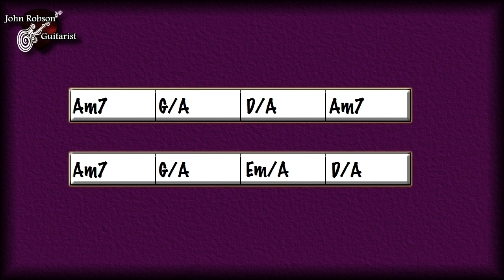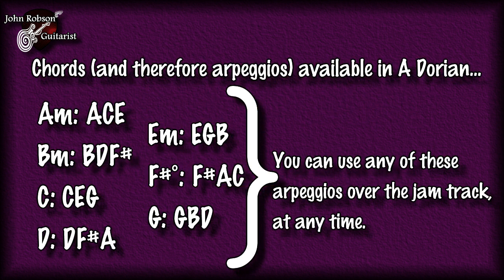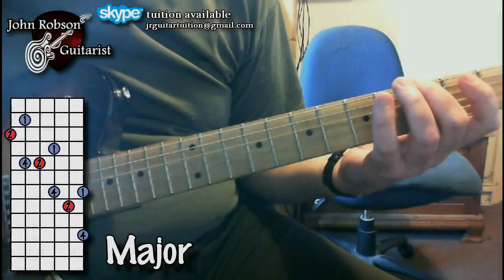Well, essentially, it's those chords that we looked at earlier, the chords in the key of G major, which is our parent key here, and those are A minor, B minor, C major, D major, E minor, and F sharp diminished, which we haven't really looked at yet, but that's nothing scary. It's just the chord that you get generated from the F sharp note in the G major scale. And those are the arpeggios you can use over this jam track, and here's how to play them.